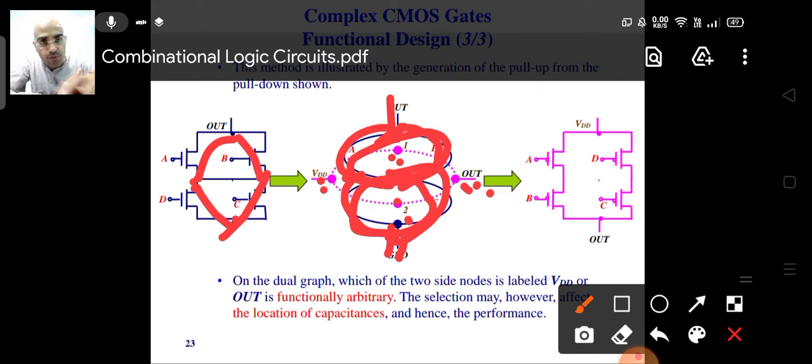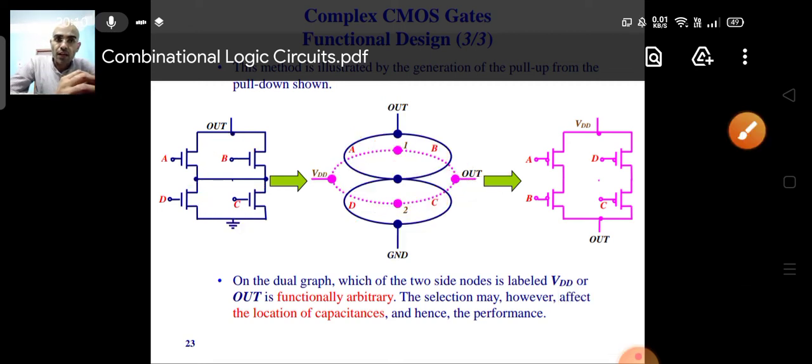Then again, whatever procedure we have followed in the pull down network, the same we will follow for the pull up network. We will connect the links between these various nodes, and you can see that we have formed the graph for the pull up network, and then from the extreme nodes we can follow the same thing. This is how you can get the graph for your pull up network. The pull up network and the pull down network are dual of each other. We can draw the graph of the pull up network by putting the dots or the nodes in the loops which we have got by forming the graph of our pull down network.